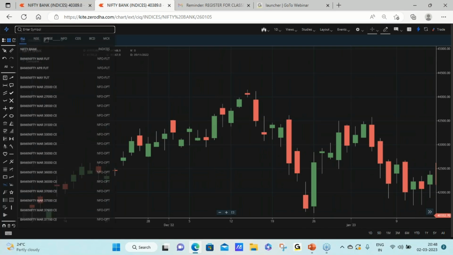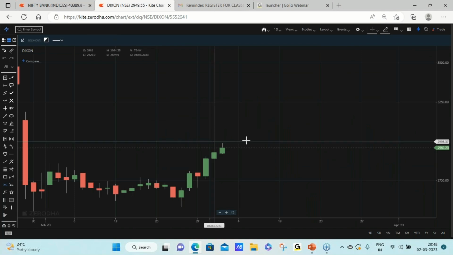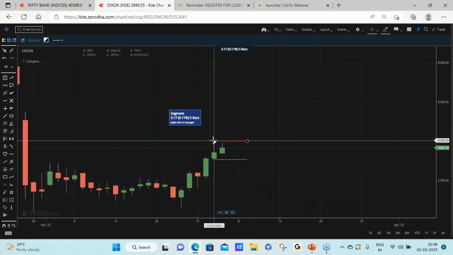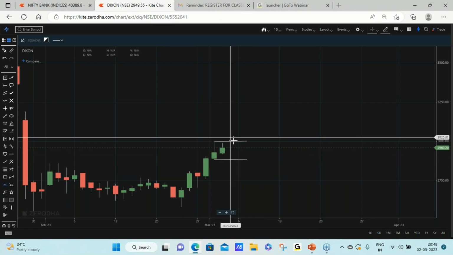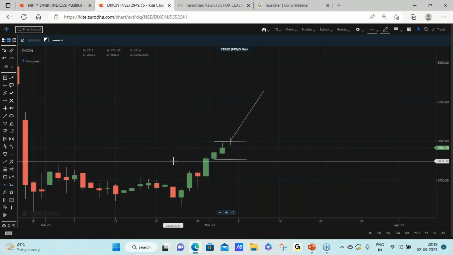Let me take the Dixon example. We have a beautiful example here. We have a mother candle, and neither the high nor the low of the mother candle is breached by this child candle. Yes or no? If the high is breached, we can expect a beautiful movement tomorrow in Dixon. Just keep this in mind.